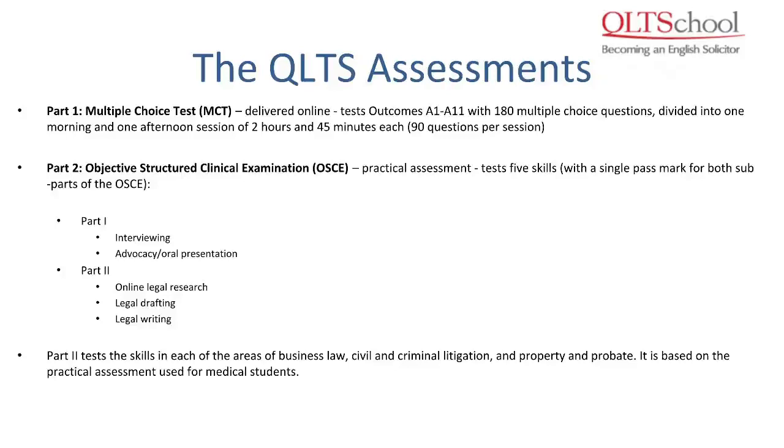What are the QLTS assessments and how are they structured? The QLTS assessments are in two parts. Part 1 is the multiple choice test. This is delivered entirely online and it is taken at a Pearson test centre in one of many test centres across the world. It tests outcomes A1 to A11 of the SRA's Day 1 criteria, consisting of 180 multiple choice questions divided into one morning and one afternoon session, each of 2 hours and 45 minutes, 90 questions per session.